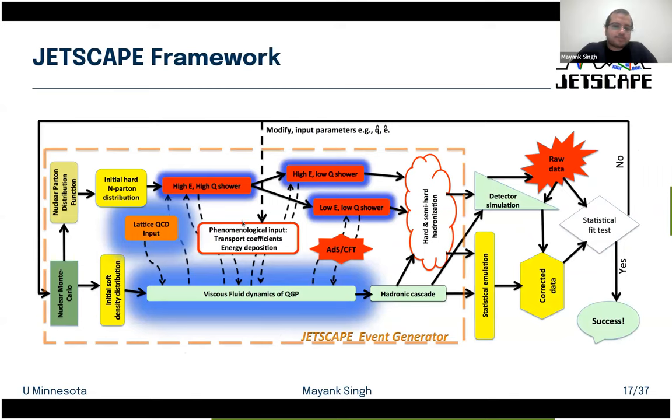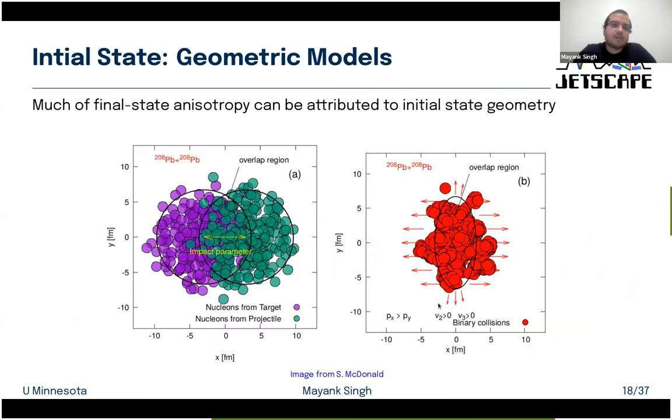So this is the flowchart of JETSCAPE, and I'll essentially be focusing on this part where you start with an initial state, the soft part of physics, so to say, and you have an initial energy distribution or charge distribution, and you do viscous fluid dynamics, eventually do hadron cascade. So I'll just go through these steps one by one.